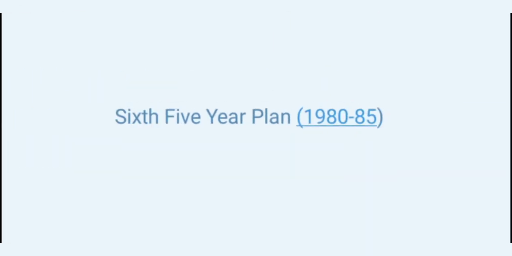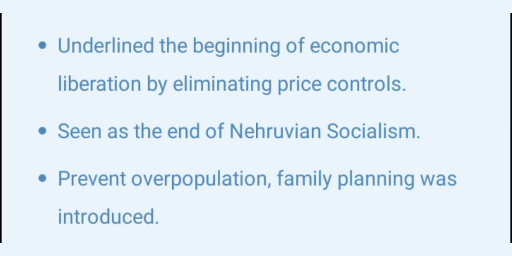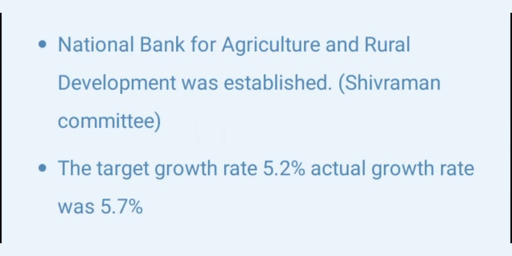Sixth Five-Year Plan, 1980 to 1985, underlined the beginning of economic liberalization by eliminating price control. Seen as the end of Nehruvian socialism. To prevent overpopulation, family planning was introduced. National Bank for Agriculture and Rural Development was established, Shivaraman Committee. The target growth rate was 5.2, actual growth rate was 5.7.